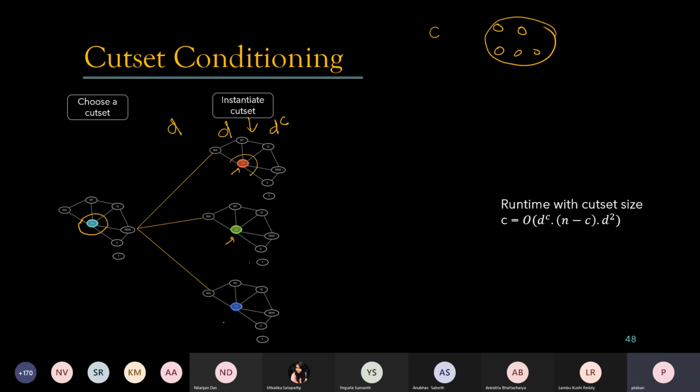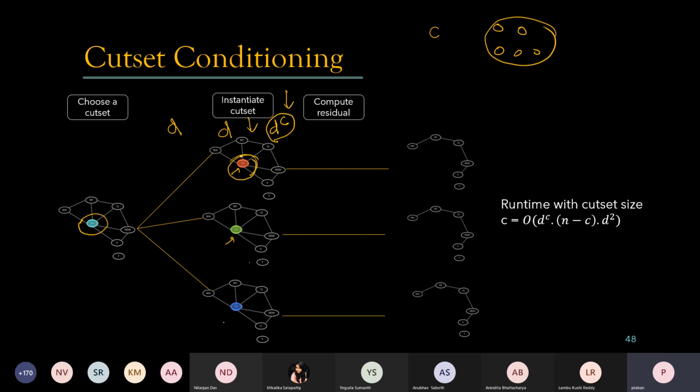So this is why we are doing this. We do not know with which instantiation we will finally get the solution, so we take care of all the contingencies. Though it is exponential in C, you see this C is a constant, so that's why this is bounded. Now for each of these, we will remove this node, and as we remove this node, we have a residual tree.